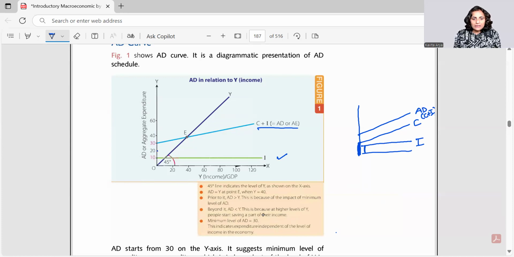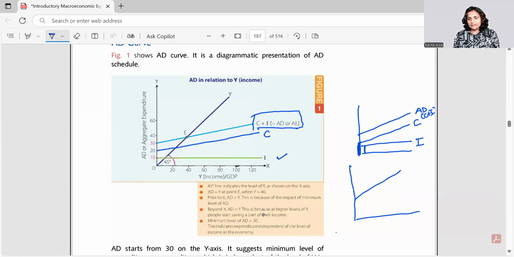C would be here going this way. So this is C, this is I, and when we club C and I together, I is added over and above C. So it becomes a line parallel to the C curve, and hence this is the AD curve. And if you just make it separately, AD looks like this.